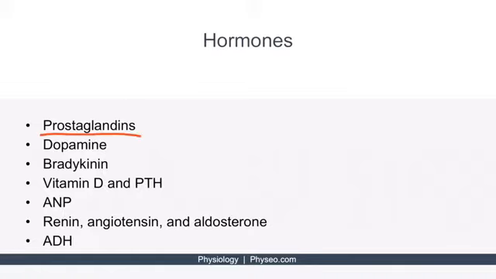We have prostaglandins, dopamine, and bradykinin, and we will spend some time explaining the relevance of these three hormones. As for vitamin D and PTH, these are explained in great detail in the section on calcium homeostasis in the endocrine chapter, so we won't spend any time talking about them here in this lecture. Also, we have the atrial natriuretic peptide, and the last hormones we will discuss are the renin, angiotensin, and aldosterone system, and then finally ADH.